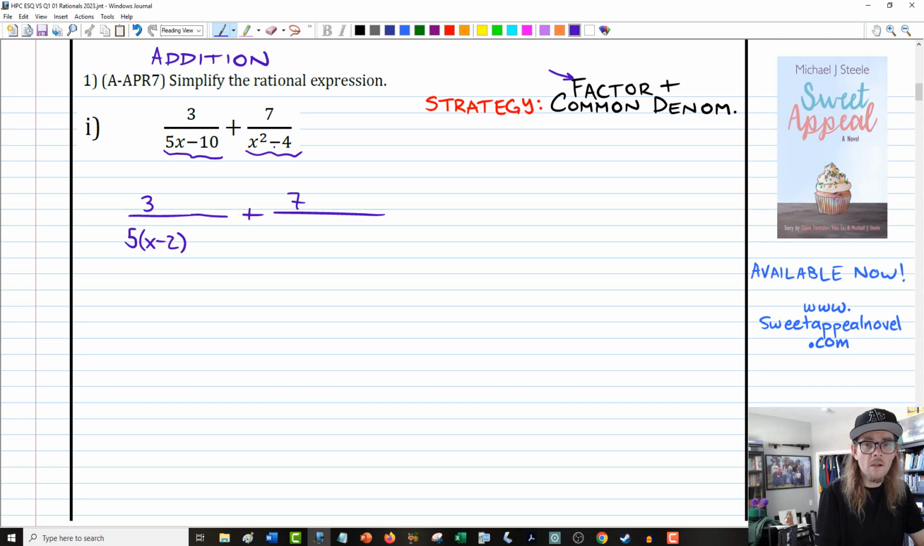This is a difference of squares. We have x squared and 2 squared, which factors into x plus 2, x minus 2. Again, it's called a difference of squares. Now that's all really good stuff. That's great. We now have our denominators factored, but we need to get a common denominator.